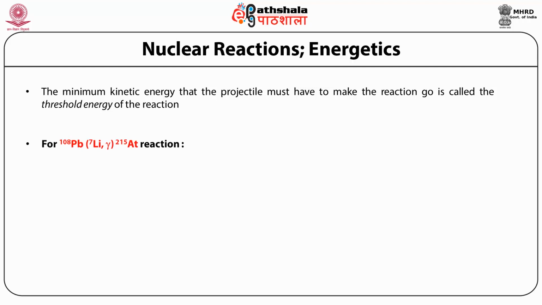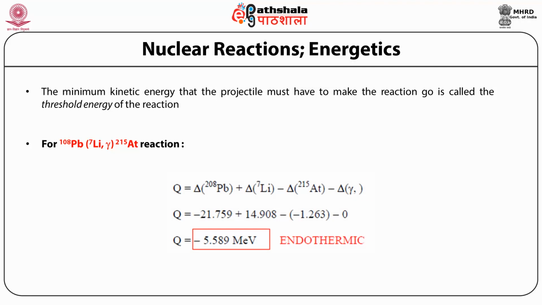For the 208 lead, 7 lithium, 215 astatine reaction, Q is equal to delta 208 lead plus delta 7 lithium minus delta 215 astatine minus delta gamma. So when we solve their values, we get Q is equal to minus 5.589 MeV, and since the sign is negative, it shows that the reaction is endothermic.